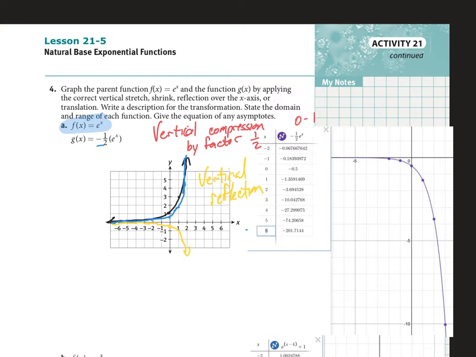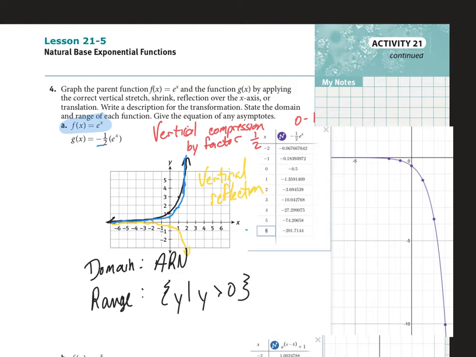When we have a vertical reflection, this is going to affect our domain and range. Nothing affects our domain. The domain of an exponential function is all real numbers. And the range is generally all values of y where y is greater than 0. But since this has been reflected, we will see the sign flip, because now the numbers that show up on the graph are below 0. So this would be our domain and range. Yellow would be our ending graph.